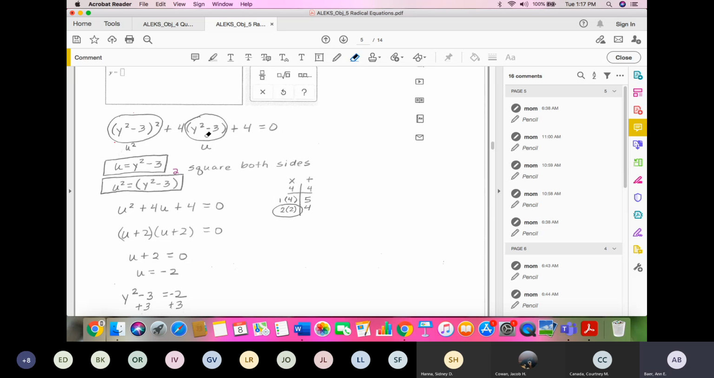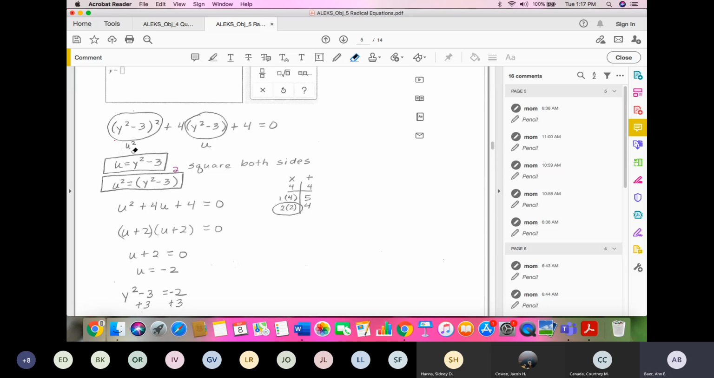And then we move along and we see this expression. What can we do with that? That's y squared minus 3. That's right here, and all of that's just equal to u. So we take this out and replace it by u. And I've got those markings underneath to see that.